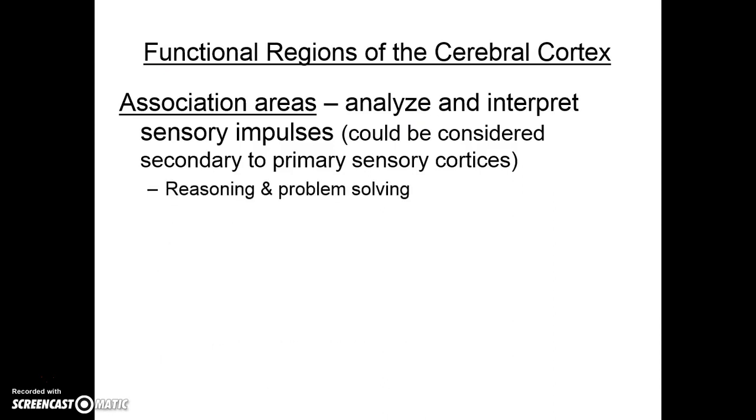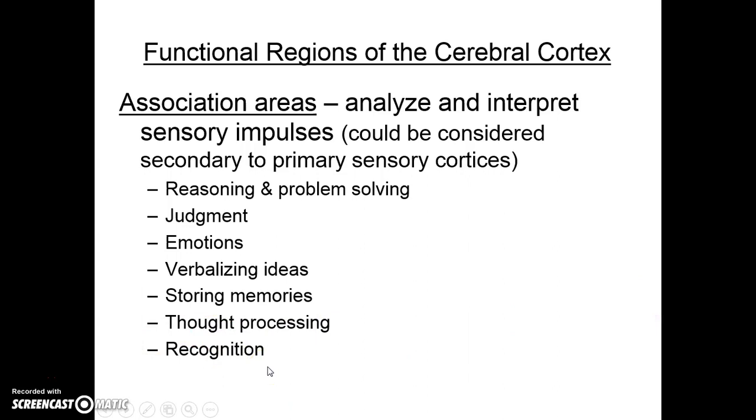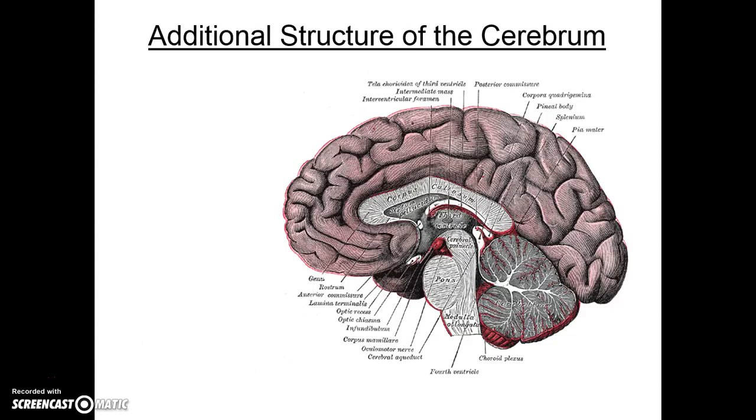All right, so we mentioned association areas. Some other things that they can control are reasoning and problem solving, the judgment, emotions, verbalizing ideas, storing memories, thought processing, recognizing things. They say that there's like a particular neuron in your brain that'll light up if you recognize Jennifer Aniston. Kind of funny story. You can look into that one.